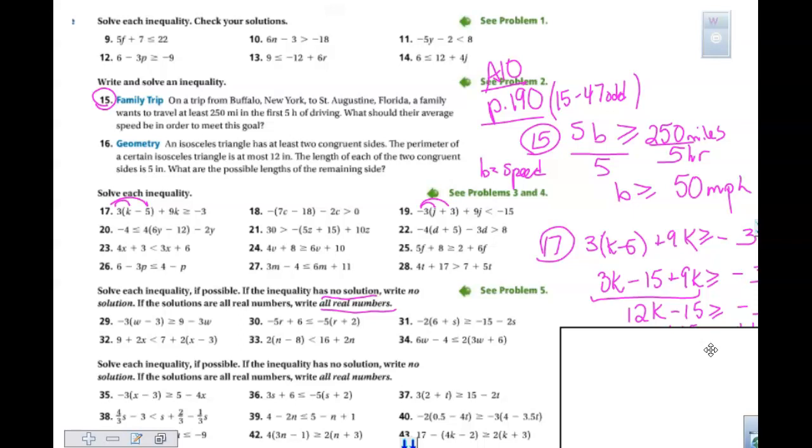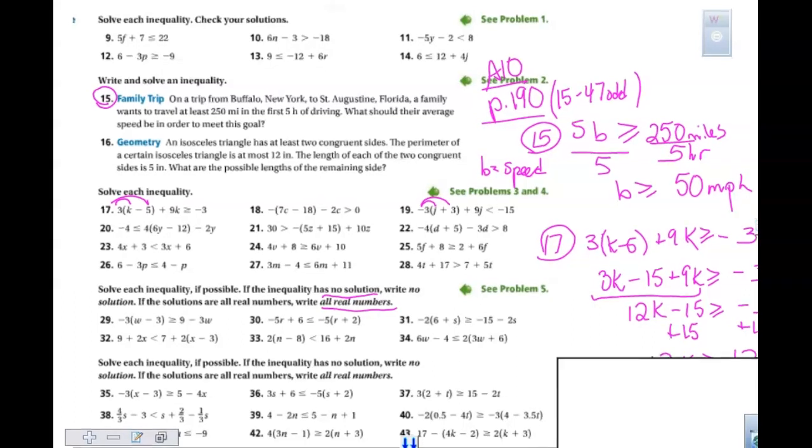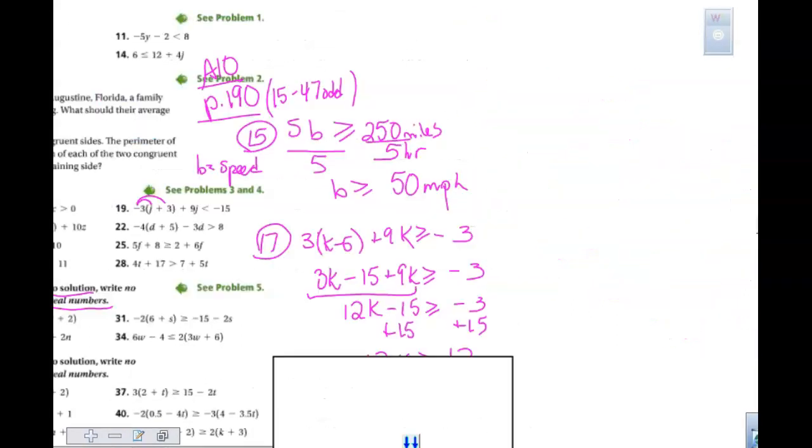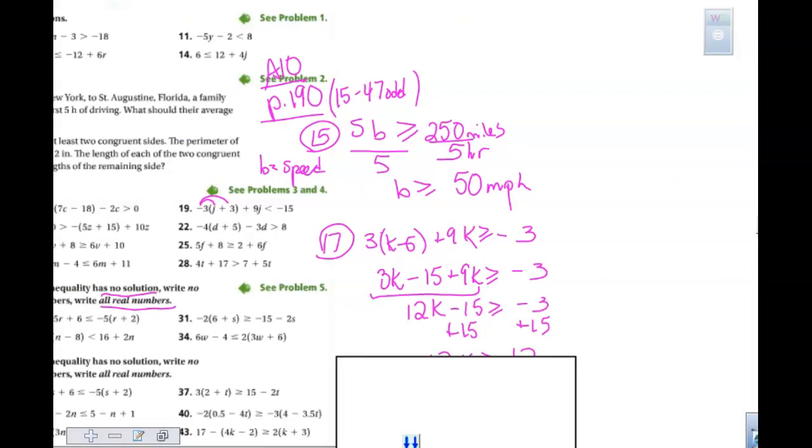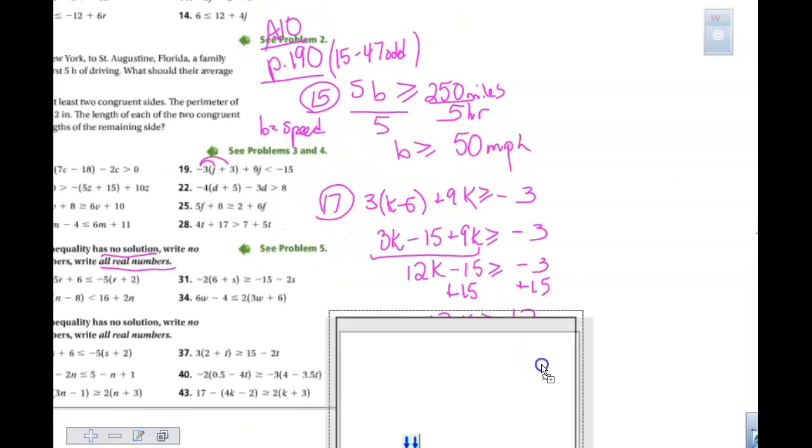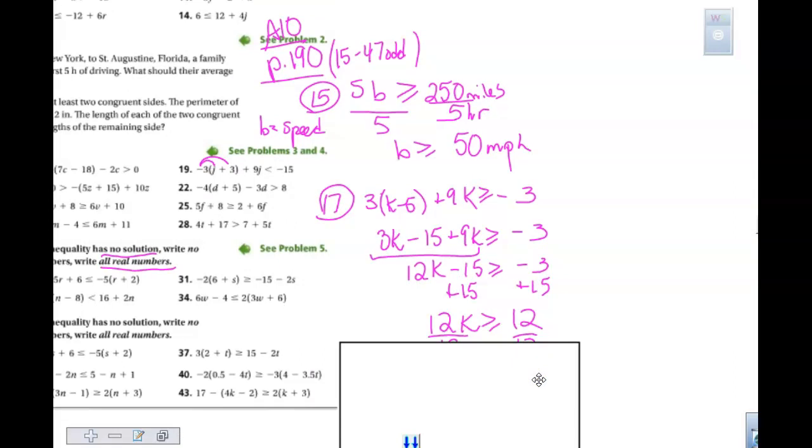But, Kian, what are you going to do next to get 12k by itself? I don't want this minus 15. Add 15. Yeah, don't make it hard. I'm not trying to trick you or anything. So we are looking at this and we're going to say, okay, I am adding 15 on both sides, right? So I add 15 to both sides and I get my new equation. And I have 12k is greater than or equal to 12. I'm almost done solving it.